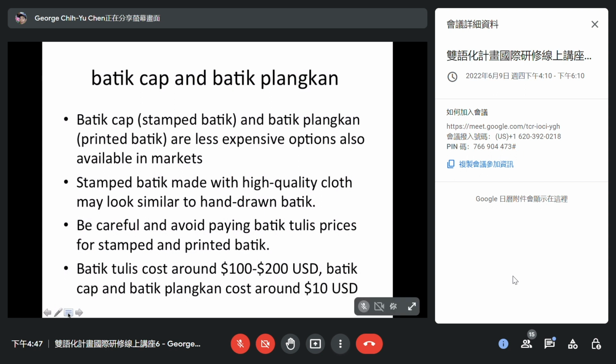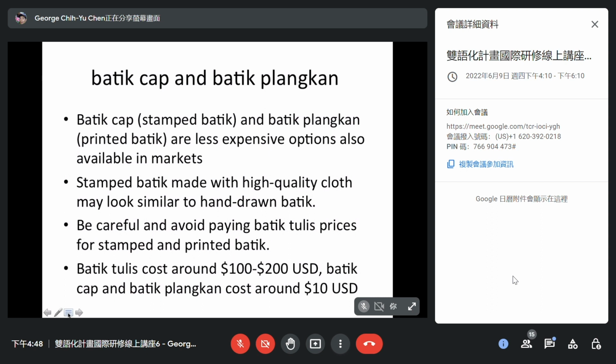And typically, when you are in Indonesia, you see batik tulis can cost around 100 to 200 US dollars. It could be more, depending on the material and the technique. I just give you a normal price range. Remember, the unit is USD, that's a 美元. So you can multiply by 30 by yourself. And the batik cap and batik plankan cost around 10 US dollars.